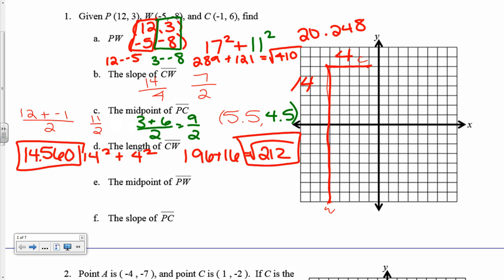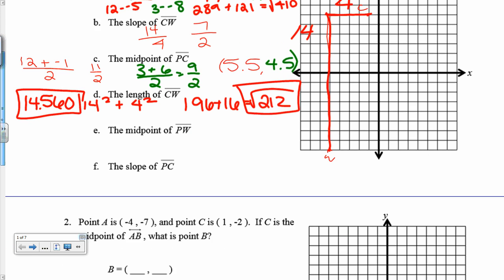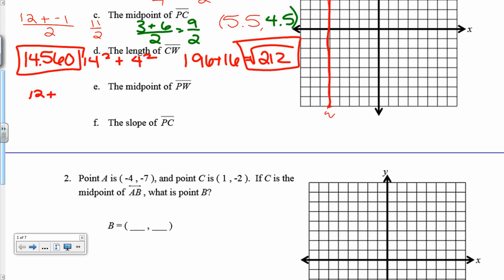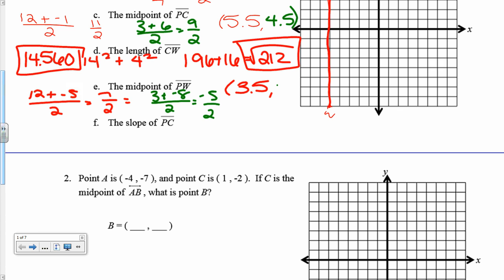All right, for the midpoint of PW, again, I'm going to do it by hand. Add the x values, so 12 plus negative 5, divide by 2. I get 7 over 2, which is 3.5. Then I add my y values, so 3 plus negative 8 over 2, which is negative 5 over 2, so negative 2.5. So there's my midpoint of PW.